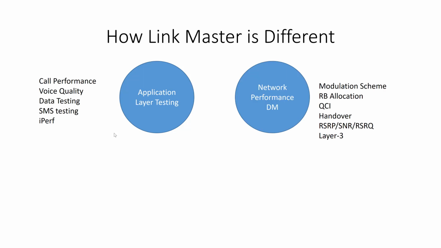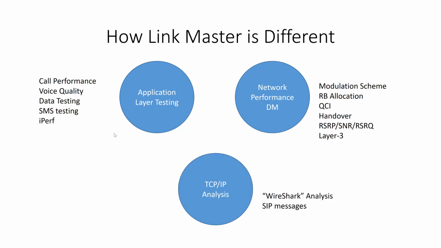There's another class of product out there that looks at network performance coming from the diagnostic mode, so the DM information. From this, you're going to get modulation scheme or resource block allocation, handover information or layer 3 information. This real low-level information is really important. You also can look at the TCP IP analysis. You might look at Wireshark for that, or SIP analysis.